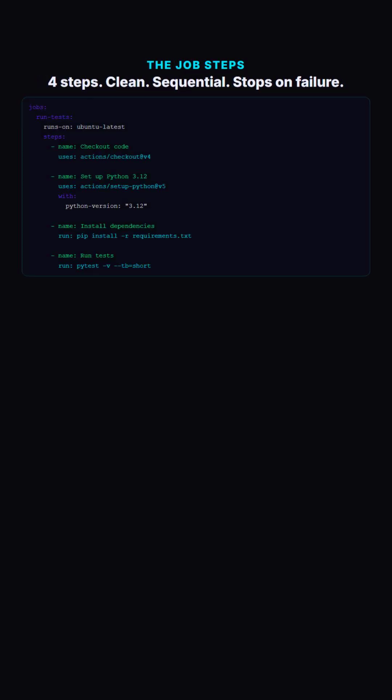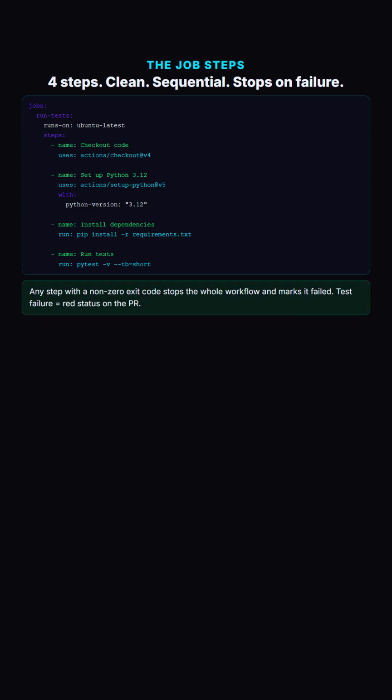The next section of the YAML defines the job. Give it a descriptive name like run tests. Set runs-on to ubuntu-latest, which tells GitHub Actions to use its managed Ubuntu Linux runner. GitHub provides this runner for free and it is the standard environment for Python projects in CI. Inside the job, define the steps array. Each step in the array is one discrete action.